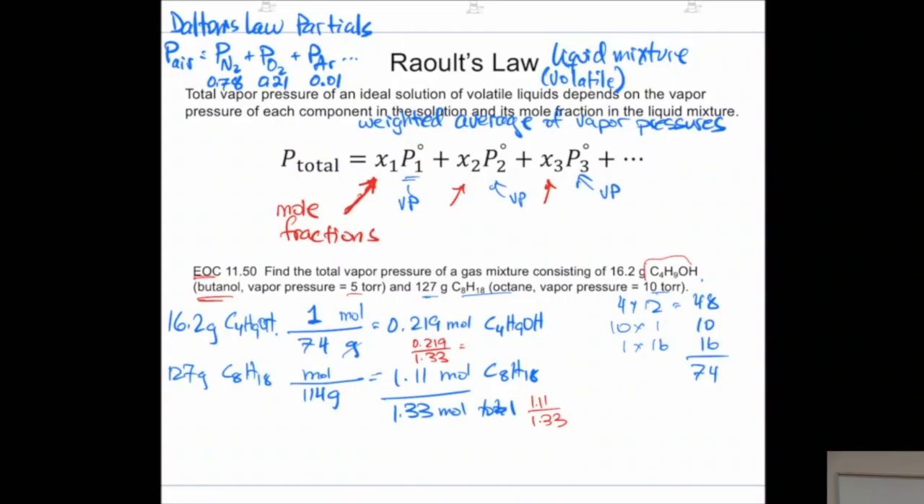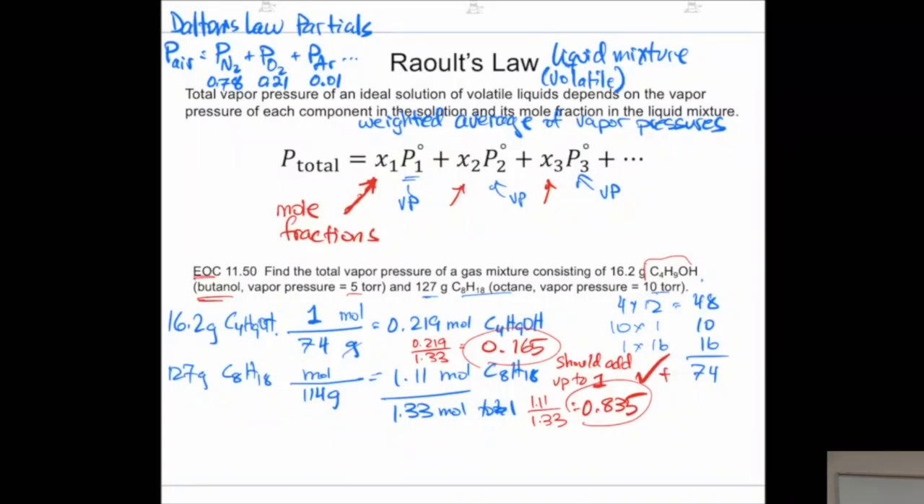So 0.219 divided by 1.33 gives me 0.165, and 1.11 divided by 1.33 gives me 0.835. And these two better add up to 1, because this is the mole fraction and we only have two components here. Just by looking at it, yeah, these should add up to 1. So that's your check. Check plus.